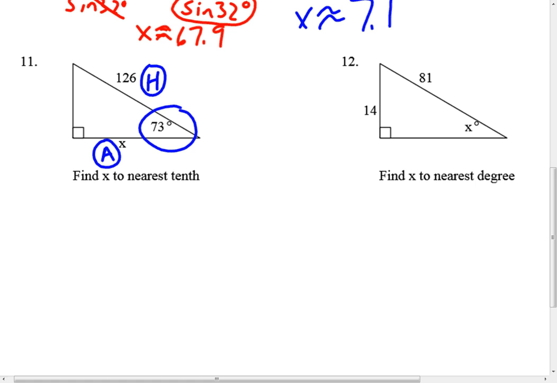Take a look at the front board. Did you label it the same way I labeled it? Did you have an A? Did you have an H? If you did, that's a good first step. If you got A and H, then you should be writing something like this to start with, cosine. I would also write down what you're looking for. I'm looking for a side.